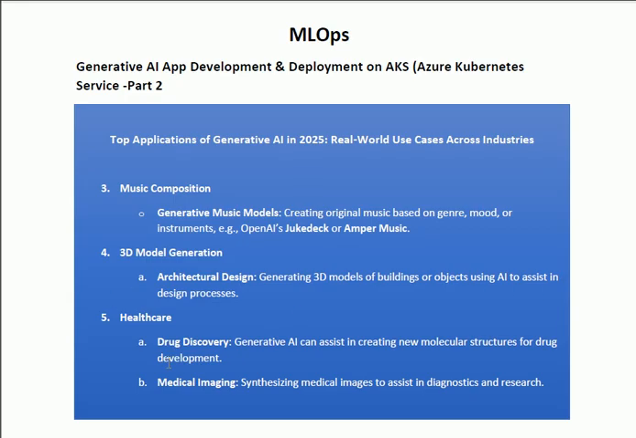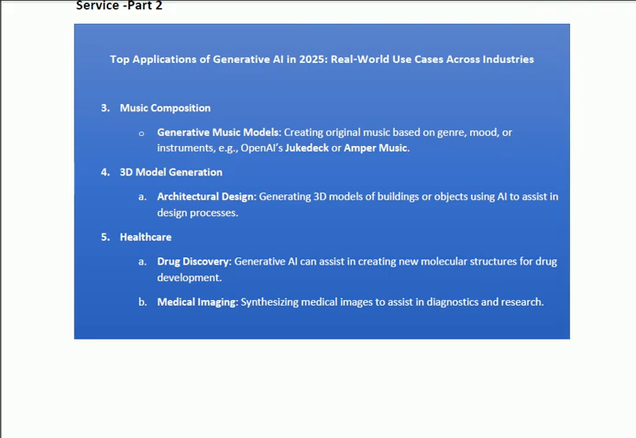In the healthcare industry, we can use it for drug discovery. Generative AI can assist in creating new molecular structures for drug development. Medical imaging: synthesizing medical images to assist in diagnosis and research. It means that in almost all industries we can use generative AI.